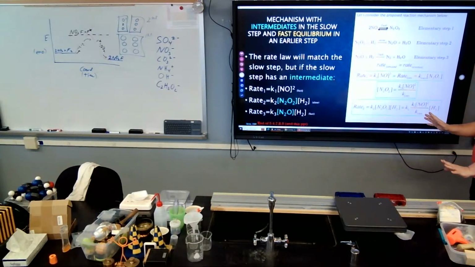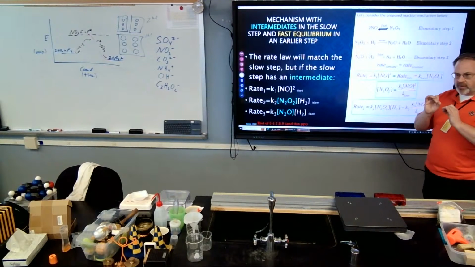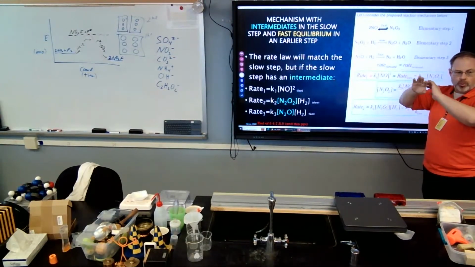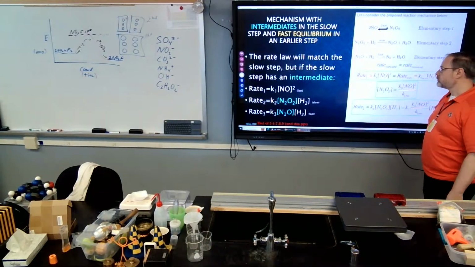Don't worry about it. Just realize the most important thing is if you have an intermediate in your slow step, replace that intermediate with what makes it up. Don't worry about the math at all. Because there won't be.